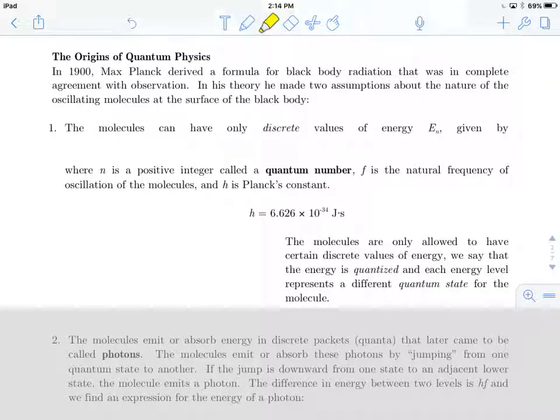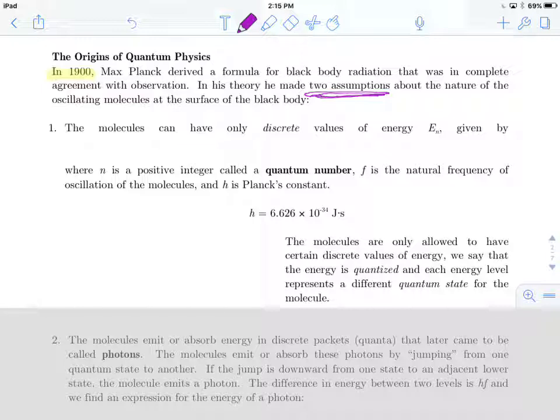Because in 1900, around the turn of the 20th century, so this seems like a long time ago. And yes, we call it modern physics, but it does seem like a long time ago. Max Planck derived a formula for blackbody radiation that was in complete agreement with observation. But he had to make two assumptions, and assumptions aren't necessarily bad things. He just had to make these in order for his theory to work.